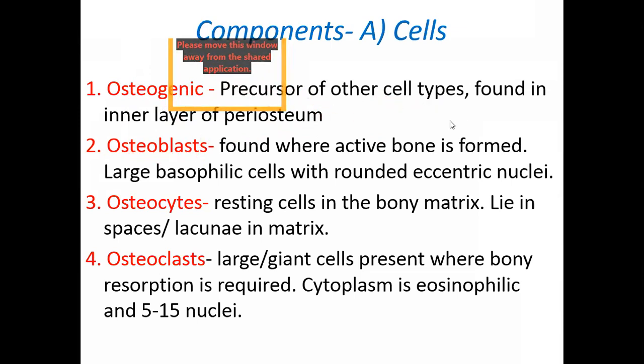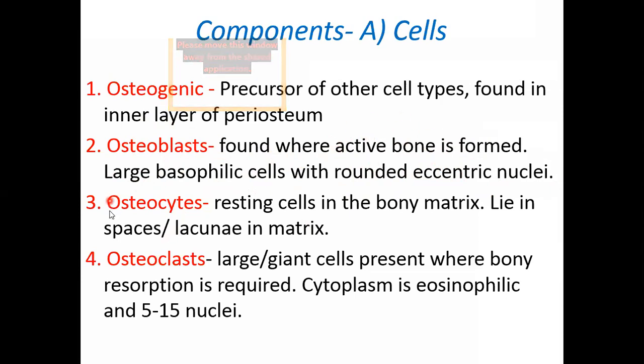Next, osteoblast. When the word blast comes, that means they are young cells. They are found where active bone is formed, where bone formation is happening. They're very young fellows, remember. They are large basophilic cells with rounded eccentric nuclei. That is their description. Osteoblast location is active bone.